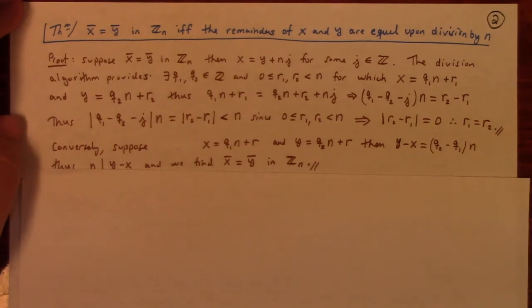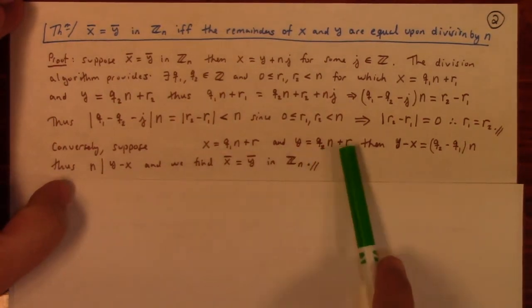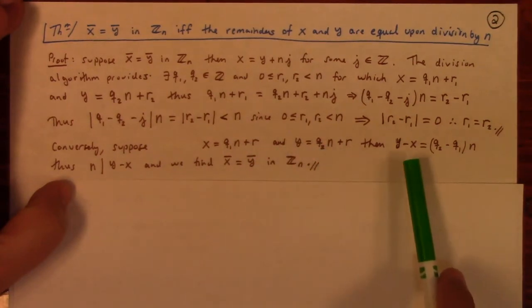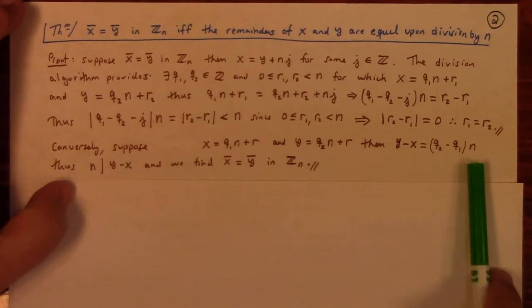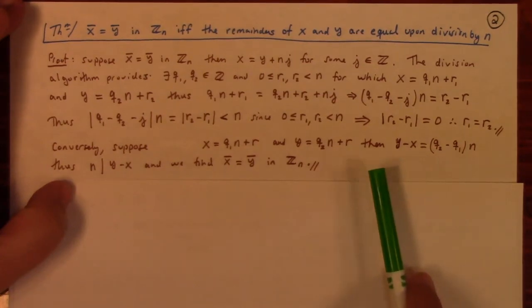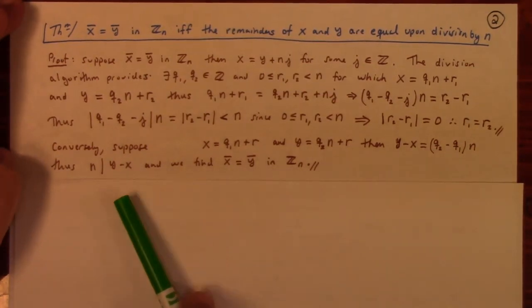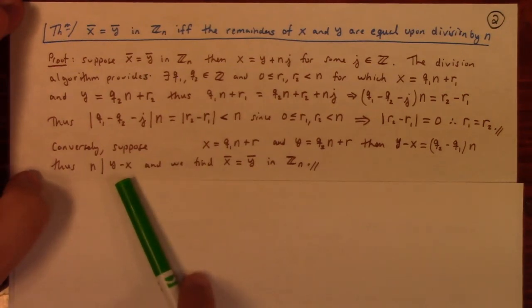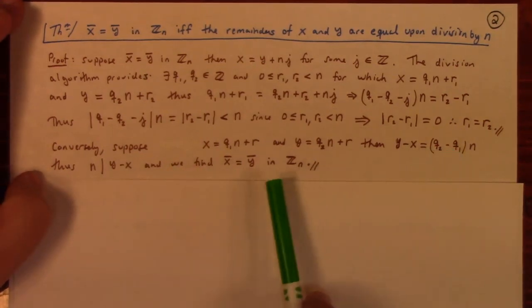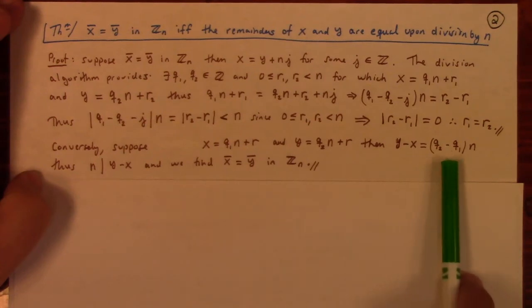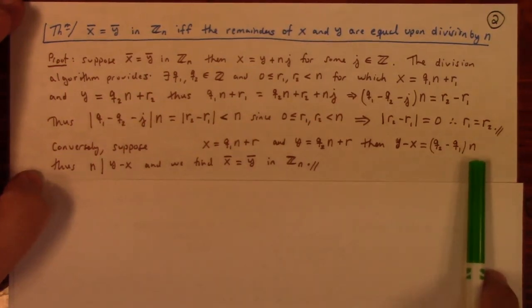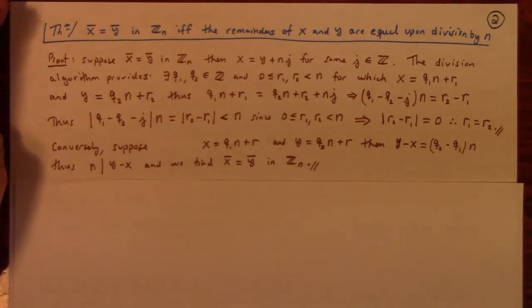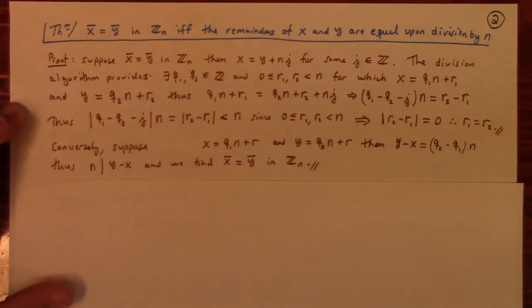The reverse implication: if division by n gives us a remainder of r in both cases, then when you take y minus x, the remainders cancel and you get q1 minus q2 times n, which is to say n divides y minus x, or however you want to slice it. This immediately implies that x bar is equal to y bar because you could write y as x plus a multiple of n.